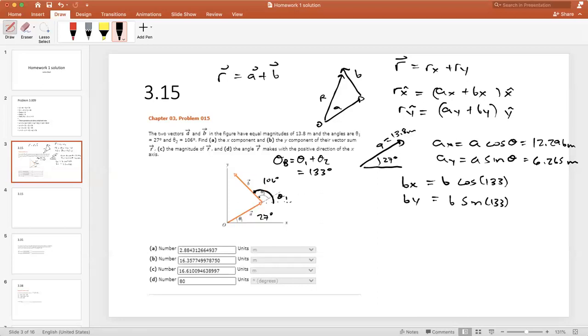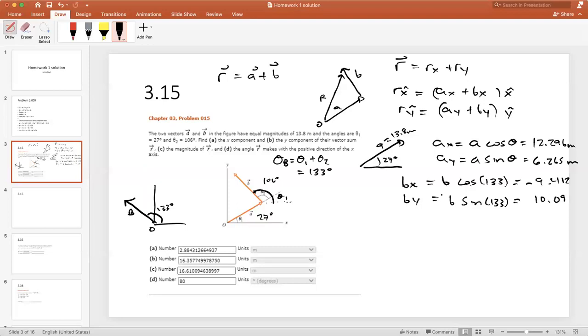We can see here that Bx is going to be negative. If we put B at the origin, so imagine on a different origin, B would look like this, at 133 degrees. The x component will be negative, the y component will be positive. The B component in the x direction is negative 9.412, and the B component in the y direction is 10.09.